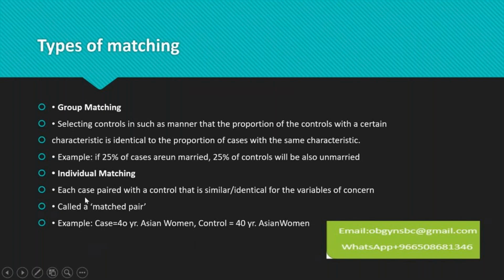In individual matching, each case is paired with a control that is similar or identical for the variable of concern. And after this matching, we call them a matched pair. For example, if the cases are 40-year-old Asian women, then the controls should also be 40-year-old Asian women. We cannot bring in Caucasian and Asian together. So you have to match the cases with the controls.